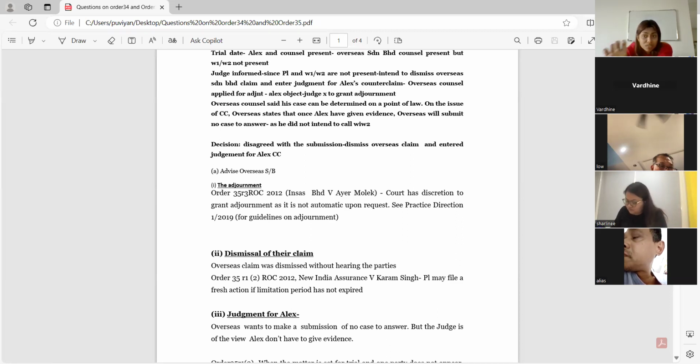Judgment for Alex is on the counterclaim, where the court has given judgment for Alex on the counterclaim. Right or wrong? So advise Overseas on the decision of the sessions judge in relation to the judgment for Alex. Now your client is Overseas. The first thing you comment on is the sessions court judge's decision. If you think the decision is correct, what can you advise Overseas to do? What is the next step?